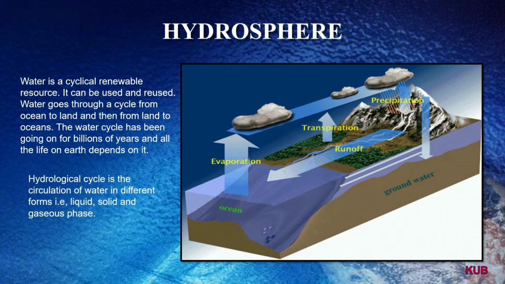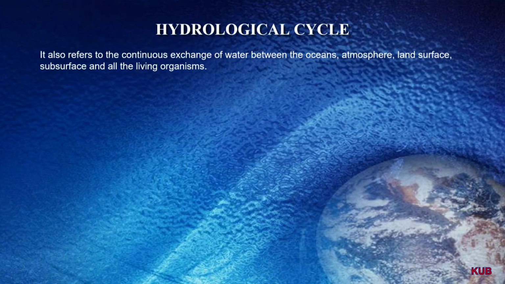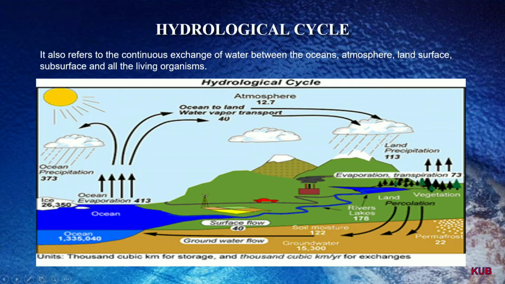Hydrological cycle is the circulation of water in different forms, that is liquid, solid and gaseous phase. It also refers to the continuous exchange of water between the oceans, atmosphere, land surface, subsurface and all the living organisms.